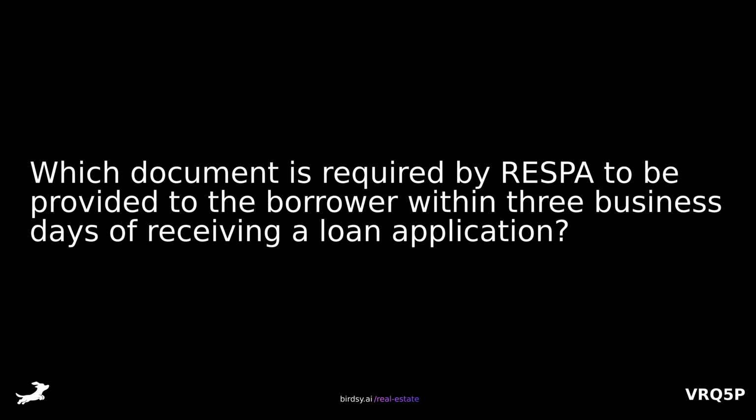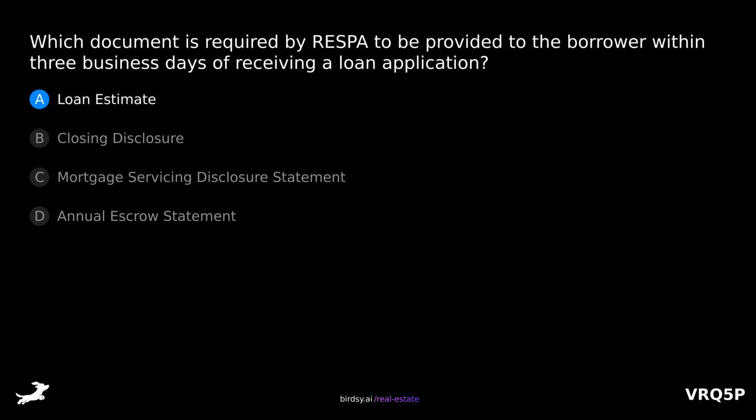Which document is required by RESPA to be provided to the borrower within 3 business days of receiving a loan application? Is it A, loan estimate? B, closing disclosure? C, mortgage servicing disclosure statement? Or D, annual escrow statement?